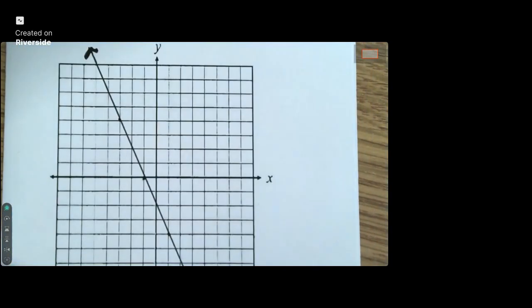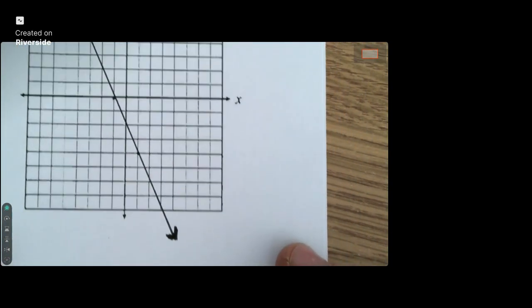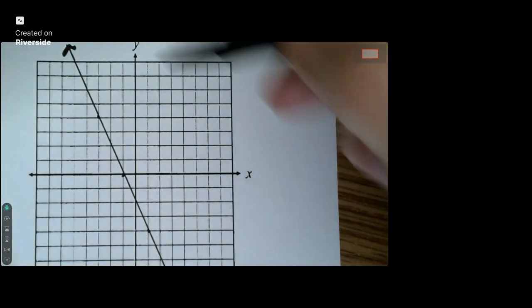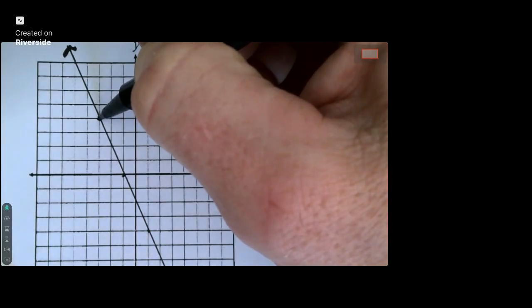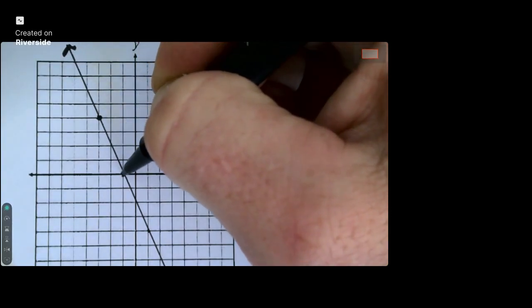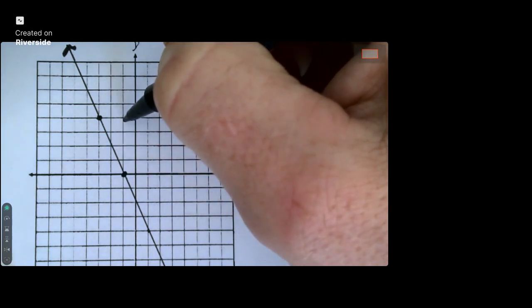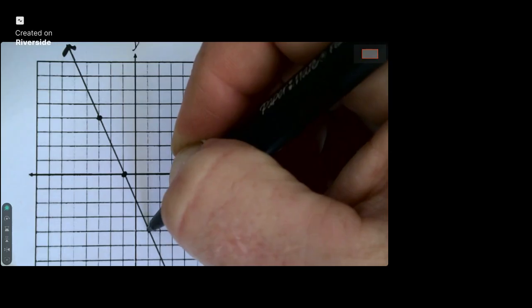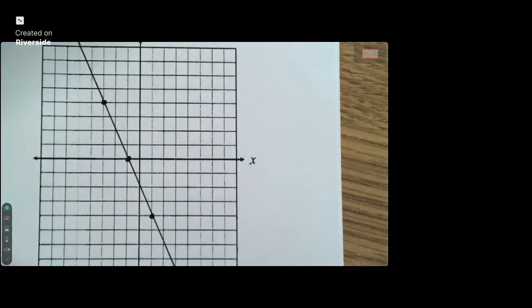Let's go ahead and do one like this. Let's do this one real quick. All right, so we got a line drawn here. Let's scan down through that line and pick two nice points. So if we scan down through here, that's a nice point, right? There's a nice point. There's a nice point, right? We could have lots of nice points. All you need is two.